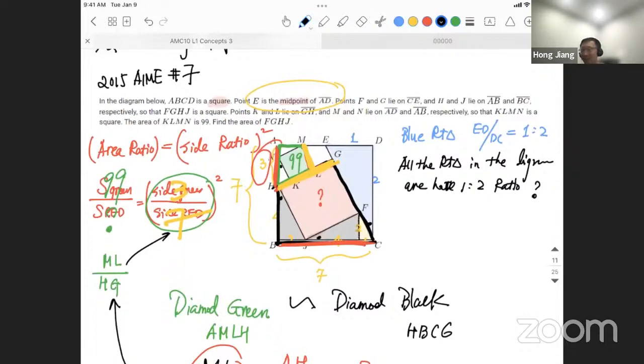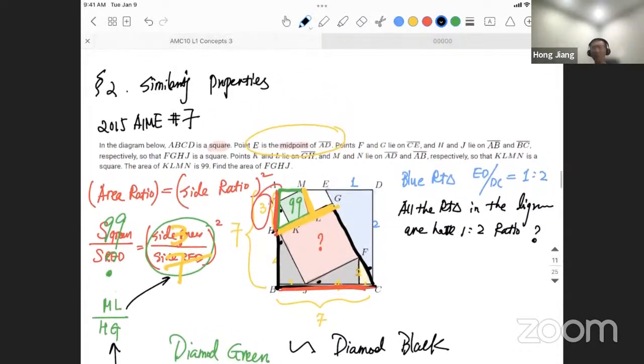So far, so good? For the second category, I don't want to say too much. It's the similarity property, right? You just need to know how to determine whether two shapes are similar to each other and how to use the similarity ratio. You'll pretty much solve all the problems fairly quickly. All right, if all good, let's go to our third category.